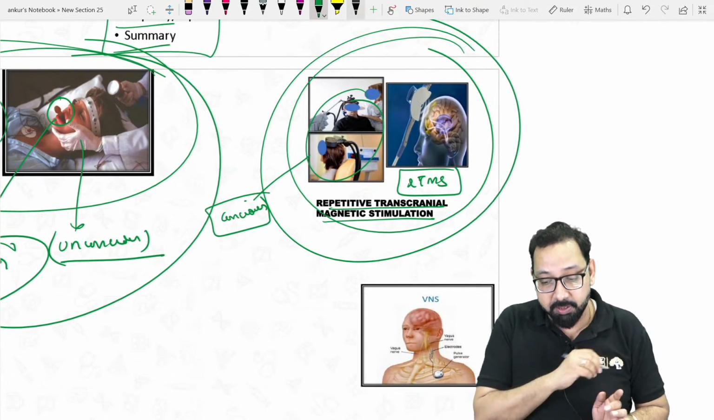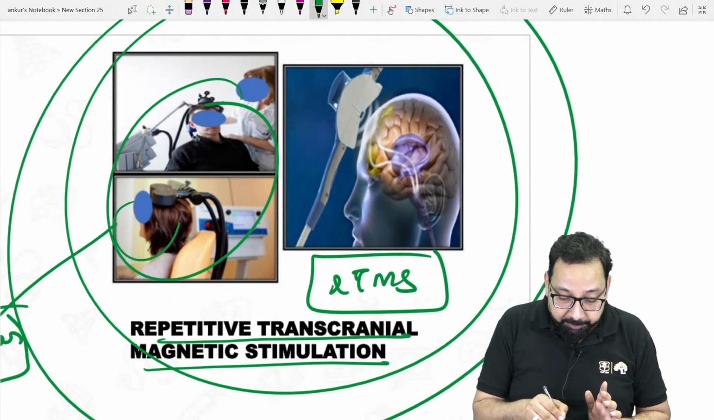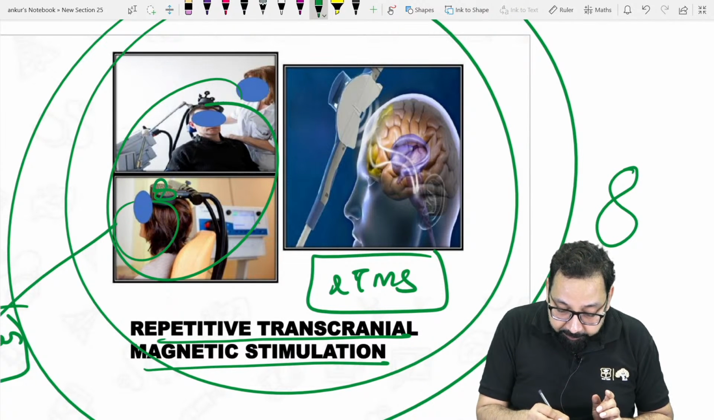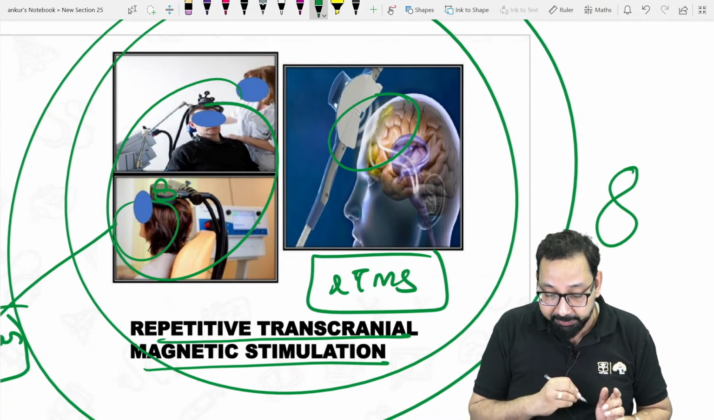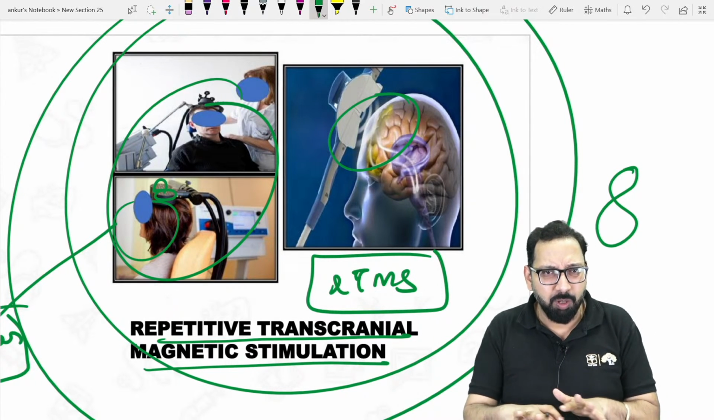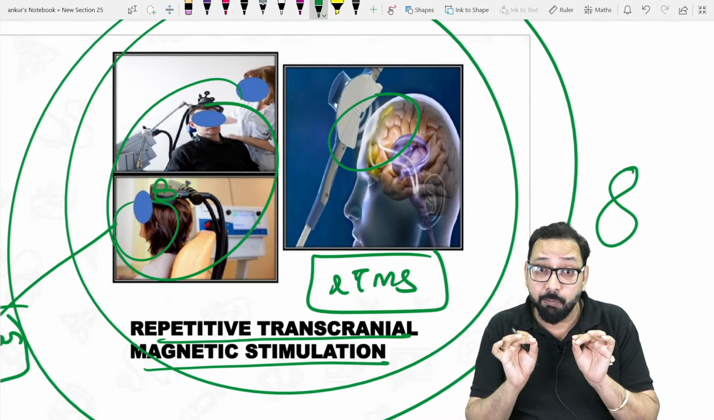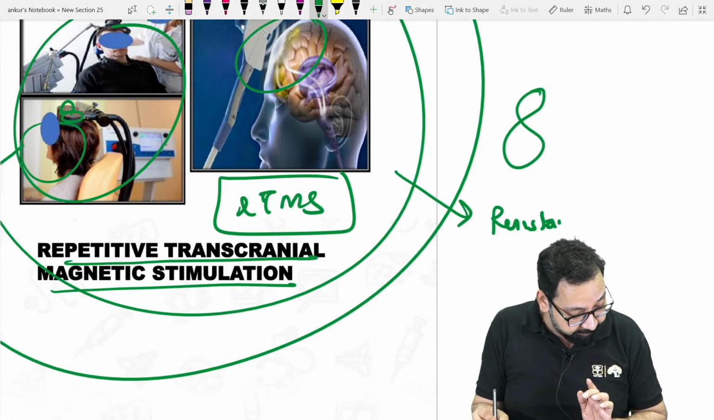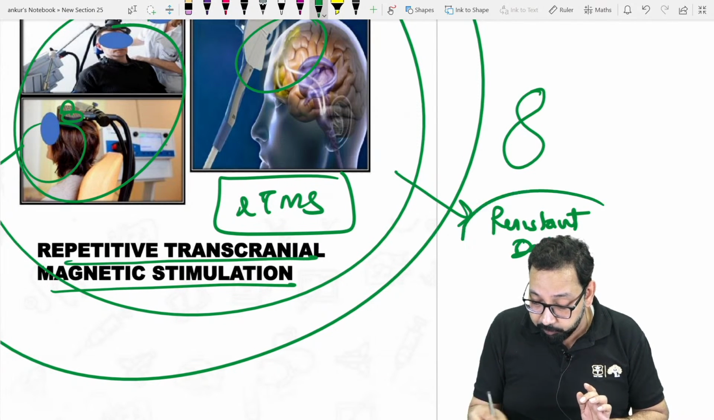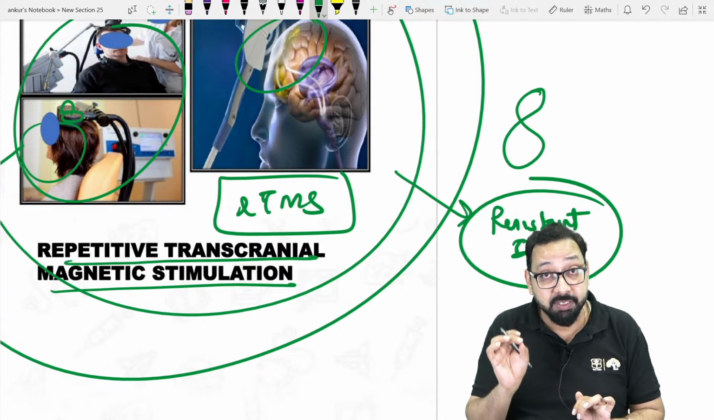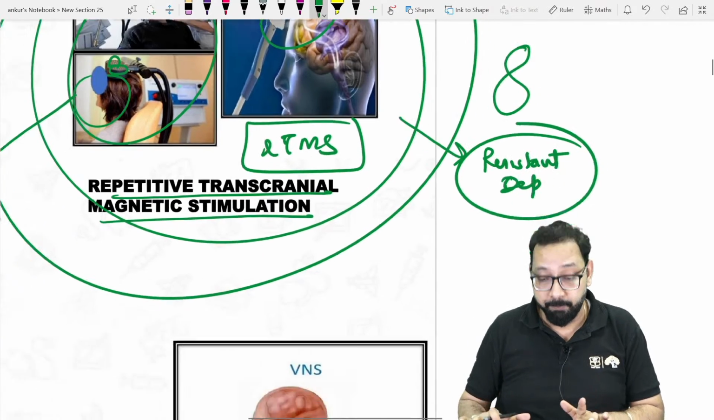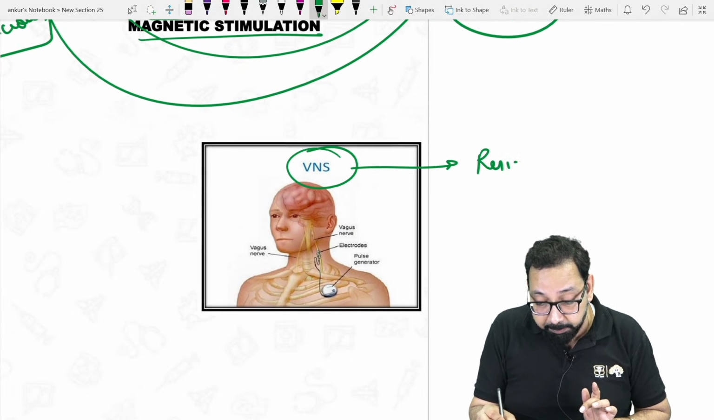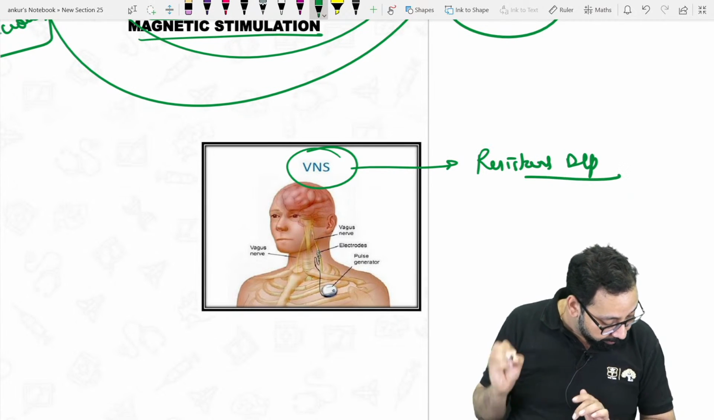This is RTMS. In RTMS, you will find the patient is conscious and there is a figure of 8 shape. Okay, and this is magnet like. Nobody is going to ask the detailed mechanism, but they ask when you consider RTMS: resistant depression. You can use RTMS in resistant depression as a single modality only. Question: vagal nerve stimulation is again used in resistant depression.